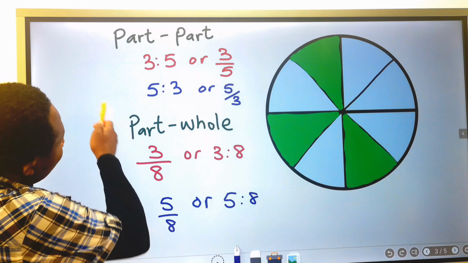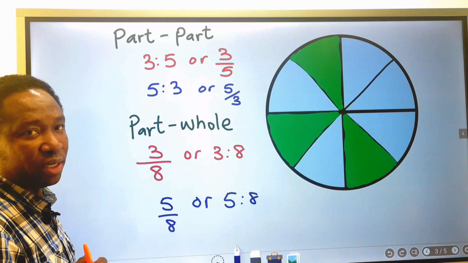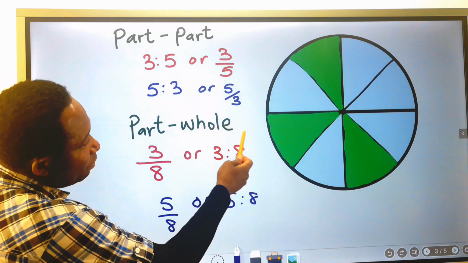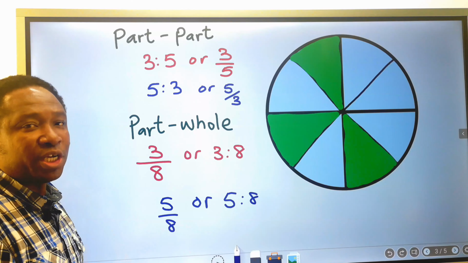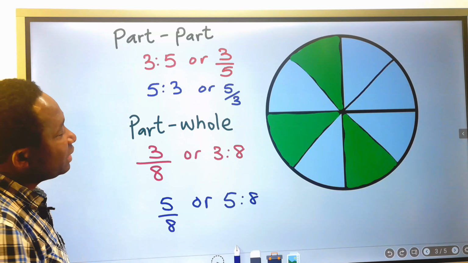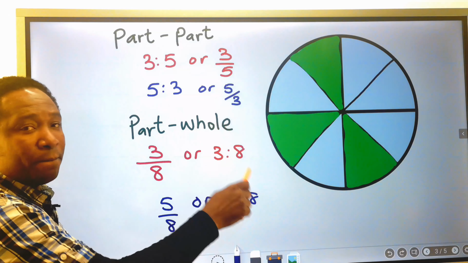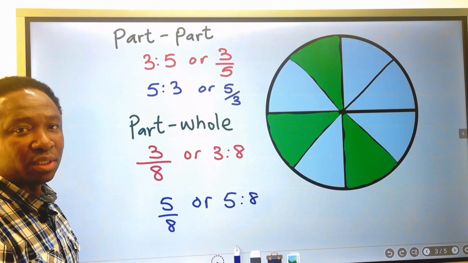You see that in part to part, they compare just each other. The shaded portion and the unshaded portion are being compared. But in part to whole, the shaded portion is compared to the whole division.